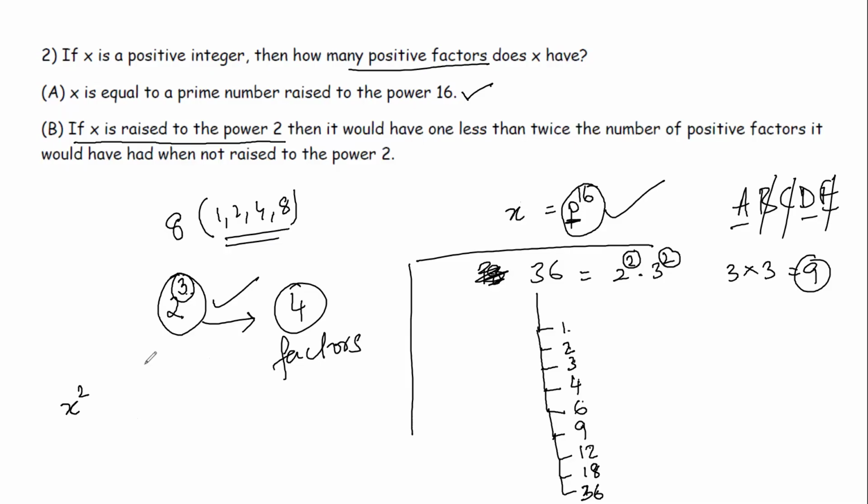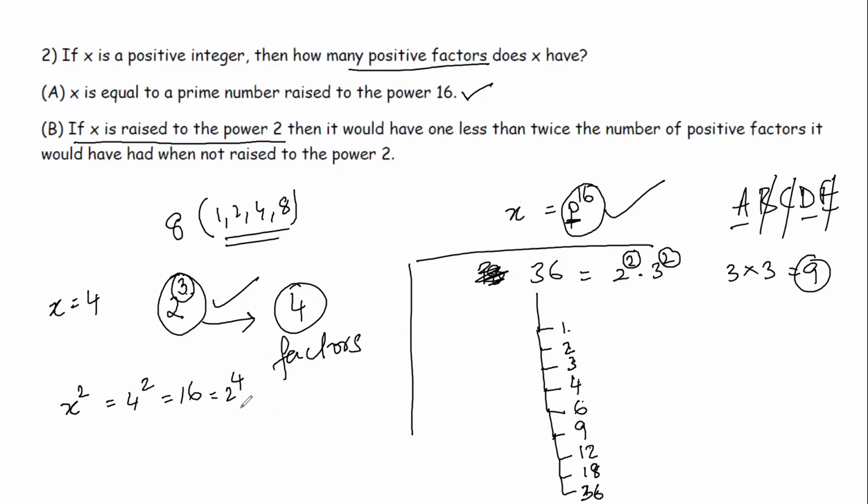So let's just take an example for x. We know x is a positive integer. Let the value of x be 4, right? So when x is raised to the power of 2, 4 squared is 16, which is 2 to the power of 4, it would have 1 less than twice the number of positive factors it would have had when not raised to the power of 2. So this statement is incorrect actually.